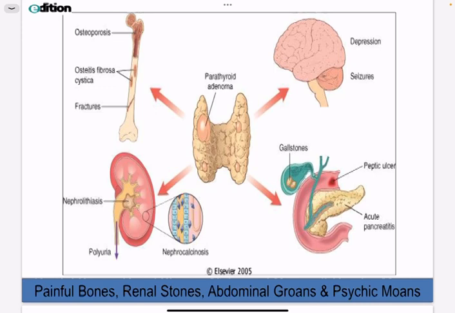Nephrocalcinosis is calcium crystal accumulation within the nephron, and it causes necrosis of these nephrons, and when there is necrosis of the nephrons, this leads to acute renal failure.